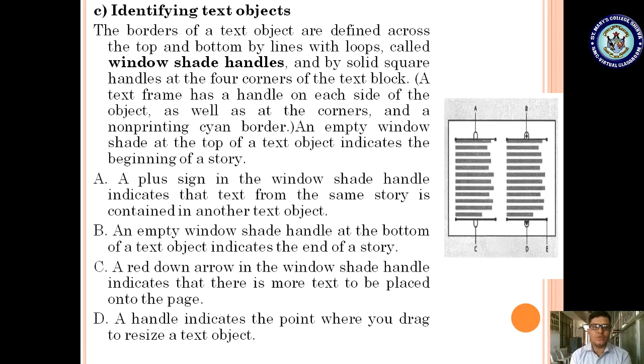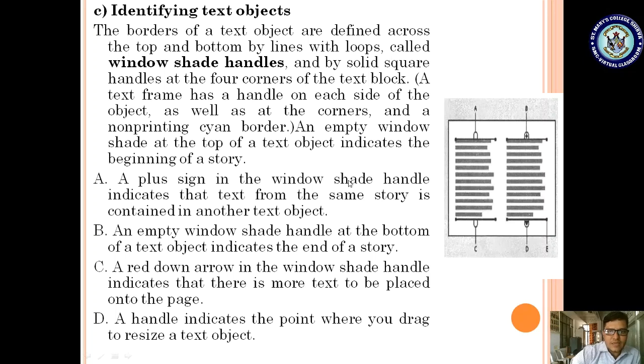An empty windowshade at the top of a text object indicates the beginning of the story. So if you see here the empty windowshade at the top, it indicates that the text object is the beginning of the story. Now let us see here, ABCD is given. Let us see the points.